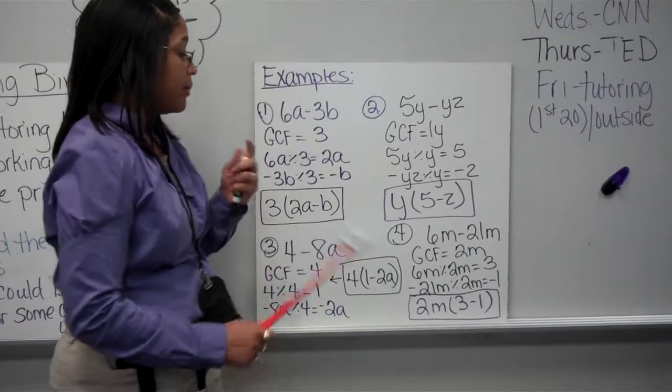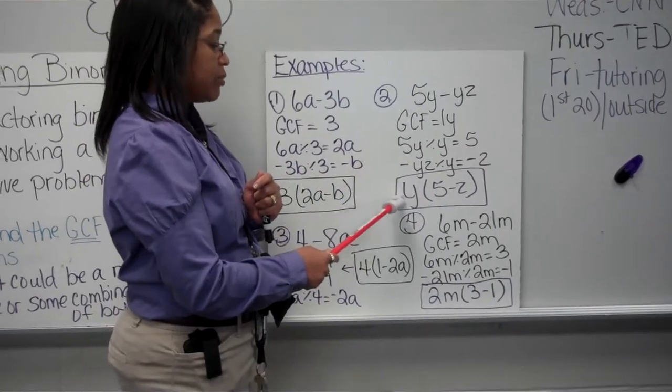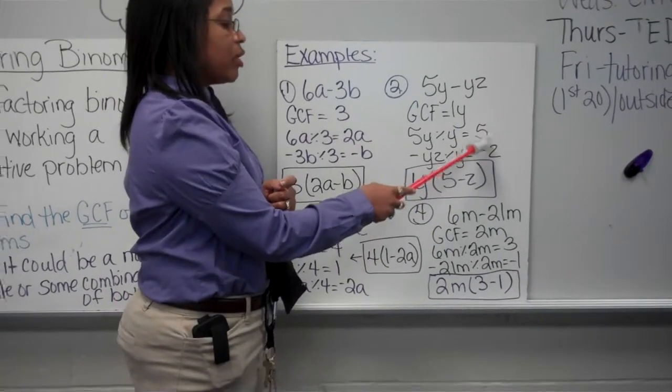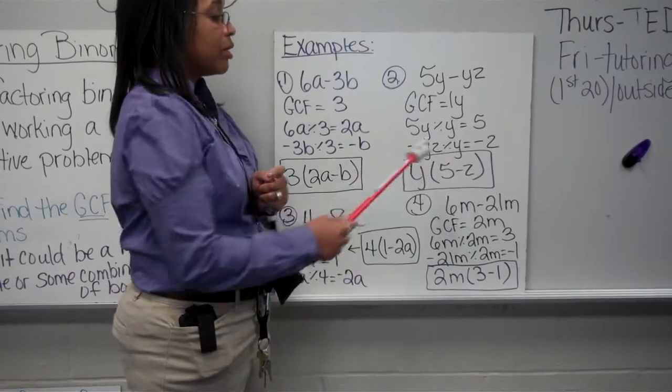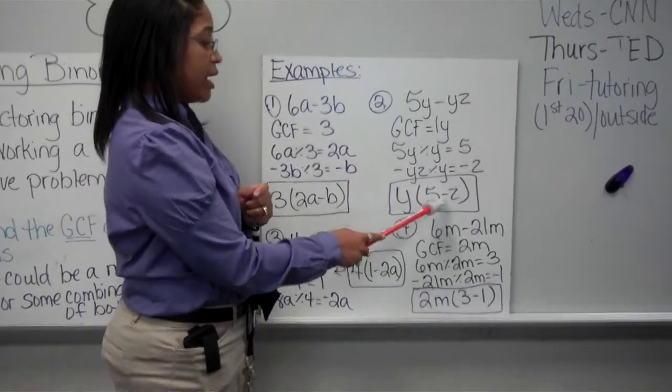Okay? And so to write this all as a final answer, I take my GCF, which is y, put it out in front of the parentheses. And inside the parentheses are the quotients for the terms that I got when I divided by my GCF, which is 5 minus z.